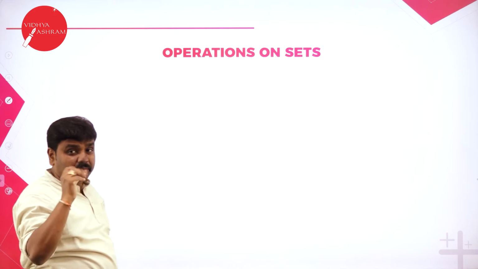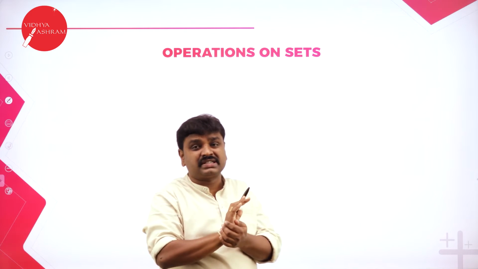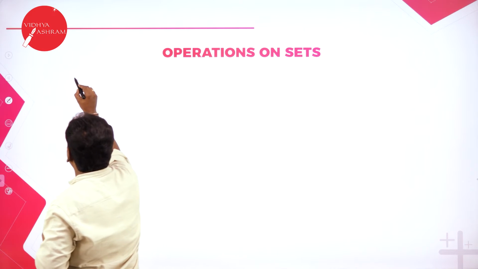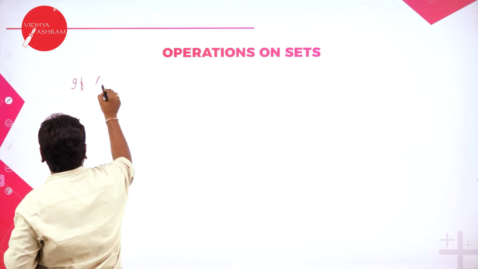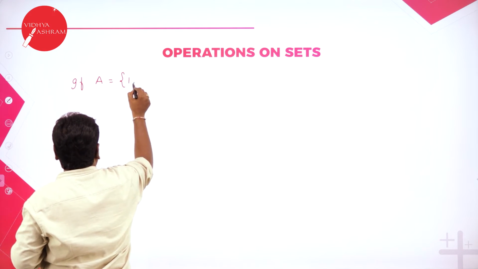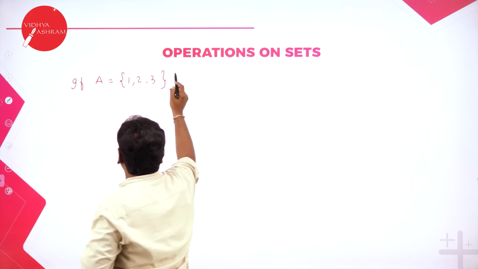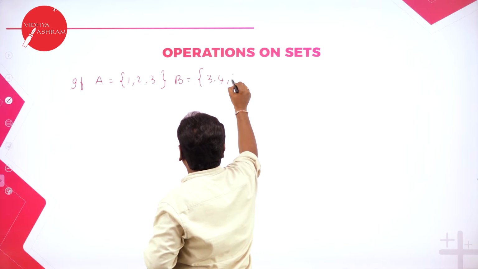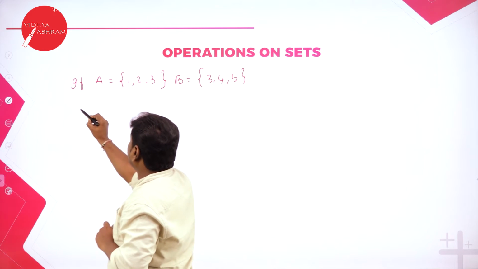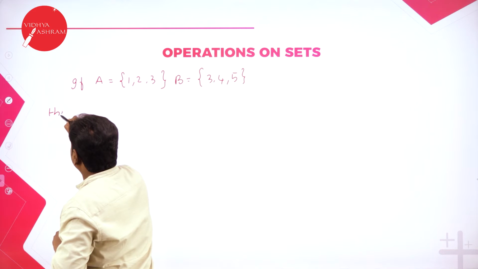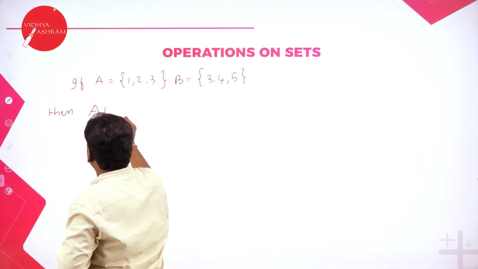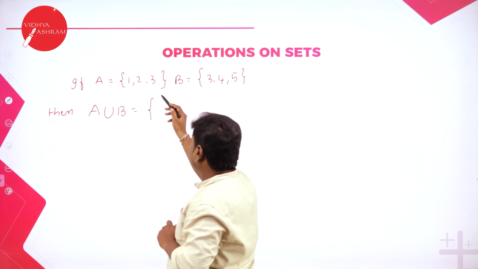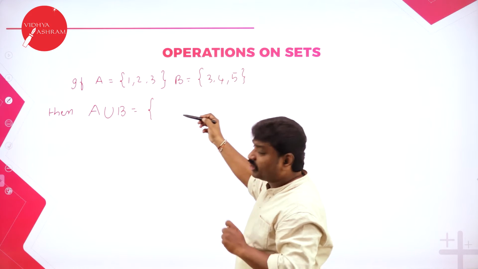Now I taught you all the properties of union. Let me summarize what is union. What is union? Simple. If A is a set containing 1, 2, 3 and B is a set containing 3, 4, 5, you can do the operation called A union B. This is read as A union B, or we also call it A or B. A union B means write the elements of A and write the elements of B without repeating.